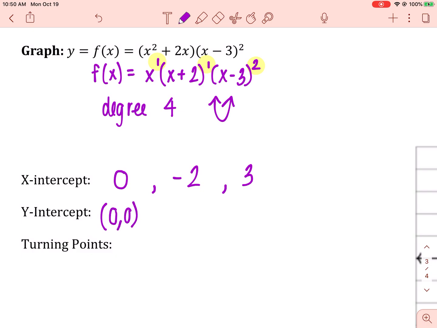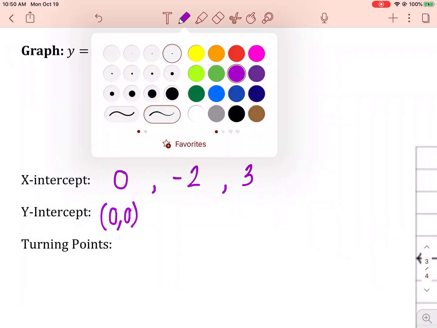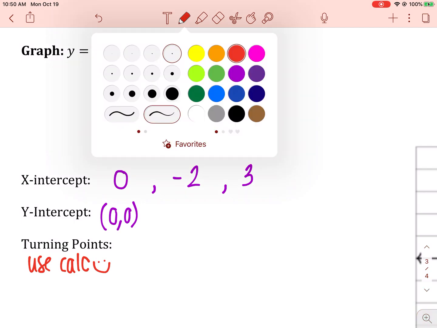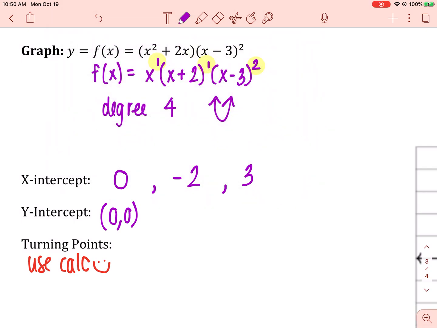And now our turning points. We will actually use our calculator for this portion, so if you were trying to do it on your own, now you realize you can use a calculator. You should be a little relieved about that. But let's figure out the shape of this graph. So at each x-intercept, looking at the degree, this would be a line at 0, a line at -2, and oops, it's going to bounce at 3 because of that even power.